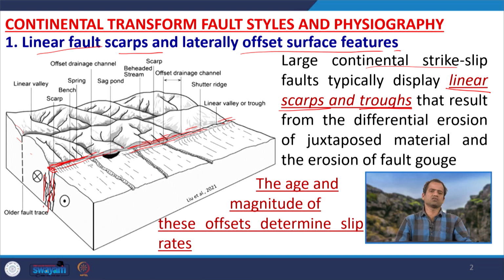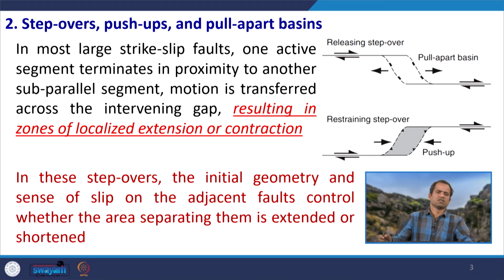The age and magnitude of this offset determine the slip rate. If you have a transform fault, it may not be possible that the slip rate remains constant throughout its lifetime. Somewhere the slip rate is high, somewhere maybe less. So we can date those materials which are juxtaposed to each other, and based on the dating and the length of offset, we can determine what the different slip rates were in different geological times.